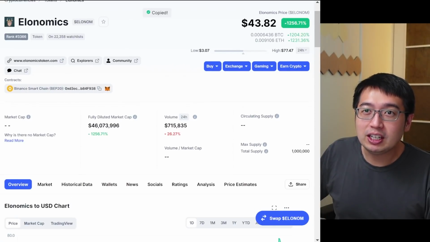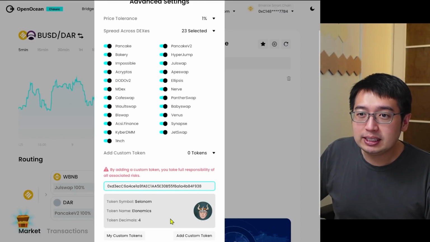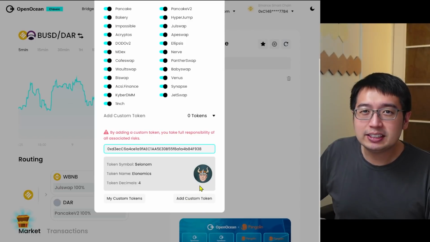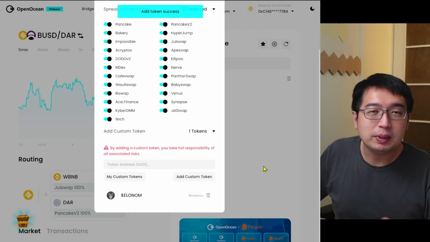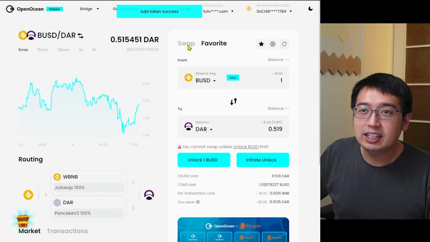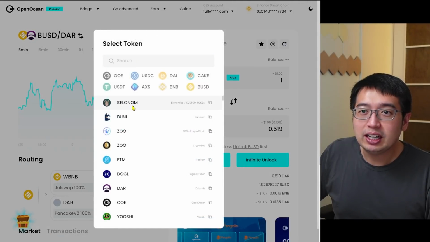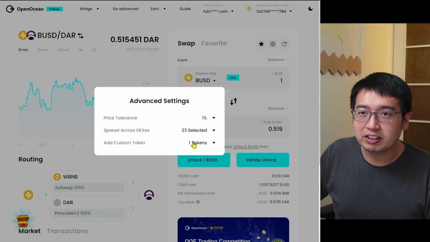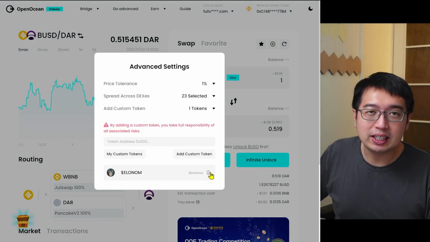I'm going to copy the contract address. I'm going to go to the token address here, paste it in. It shows me the coin, the name, decimals. This is everything I need to add the token, add custom token. And now the token has been added to my custom list. If I go to swap and I look for that token, we can see it up here, Elonomics. So that's that. Don't invest in it. I'm very serious about that. And we go to my custom tokens and we can delete it here.